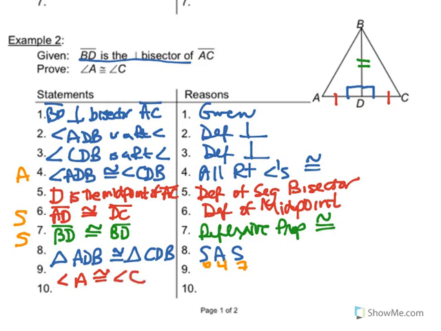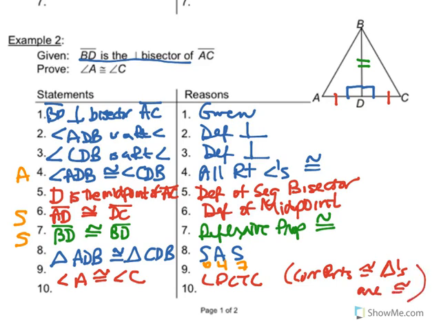And how do I know that? CPCTC, corresponding parts of congruent triangles are congruent. Now I'm just writing that to remind you of what it means every time. You could just write this, it would be sufficient for me. And so you'll notice we use 9 steps. We don't even need that 10th step on there. Okay, good.